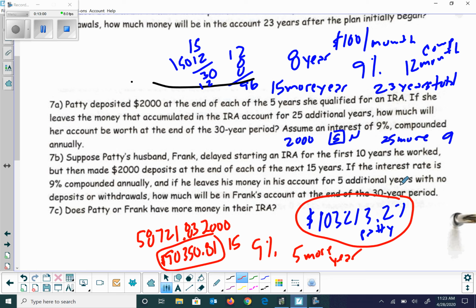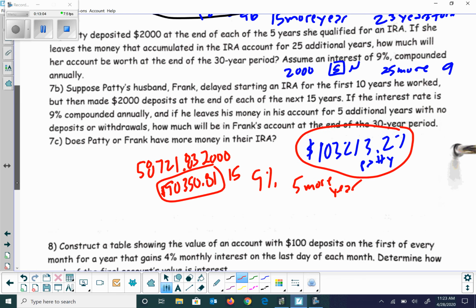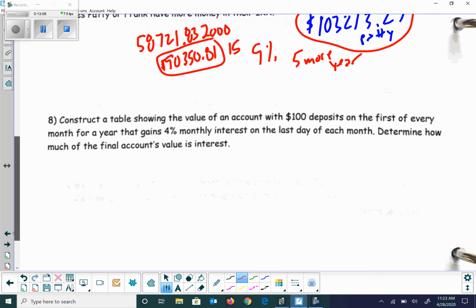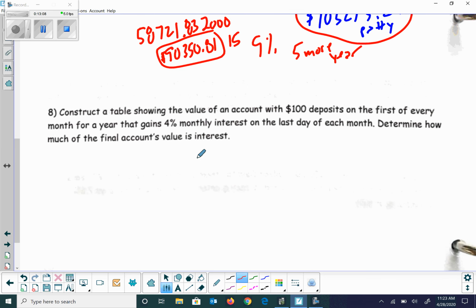And again, that goes along with what I had told you all about how my parents waited till they were 55 to start getting things in. Okay. Construct a table showing the value amount with $100 deposits every month for a single year that gains 4%. Determine the final account's interest.